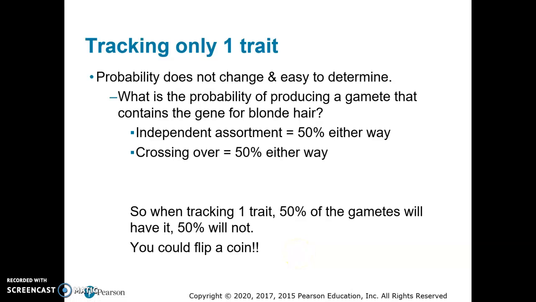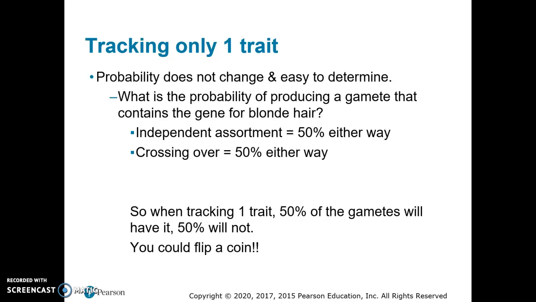Okay, so again, for understanding today's lab, if you're just tracking one trait on one chromosome, let's say just the blonde hair, then the chances that the gamete would contain the blonde hair allele, or the gene for blonde hair, is 50% either way, if independent assortment goes one way or the other. It's 50% that the gamete is going to have the information for blonde hair.